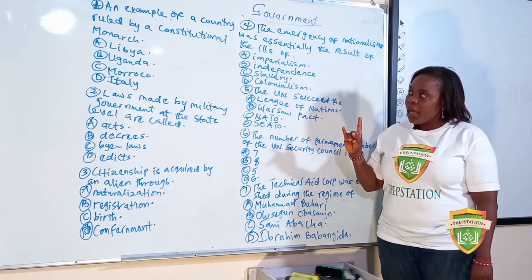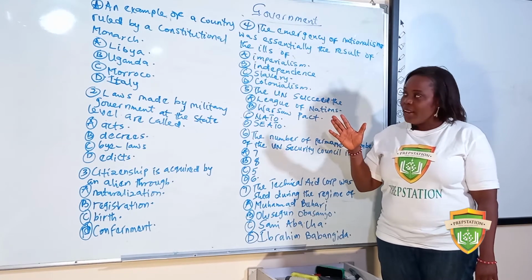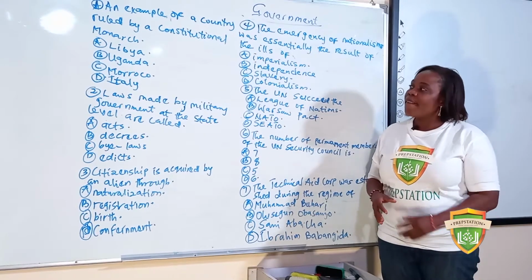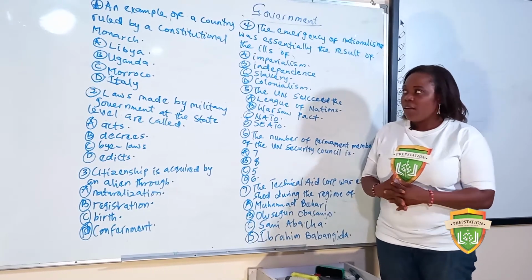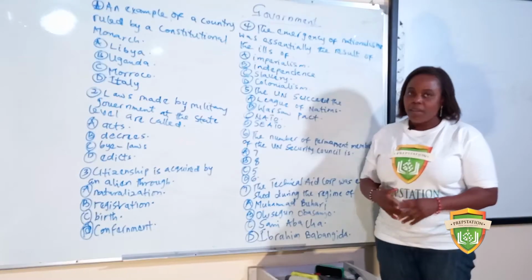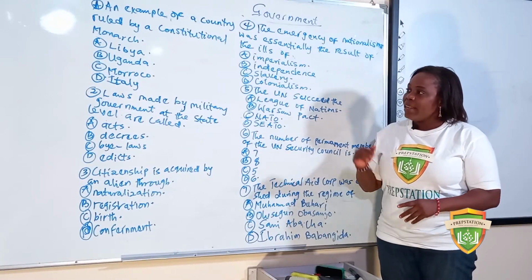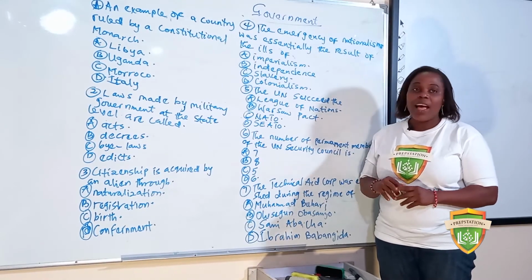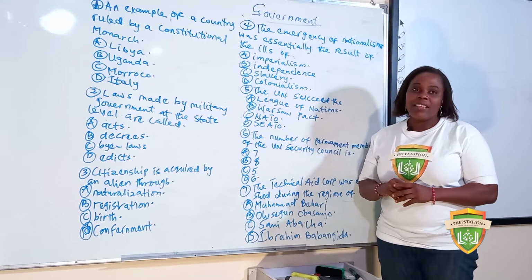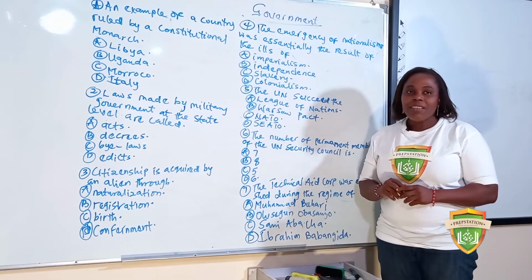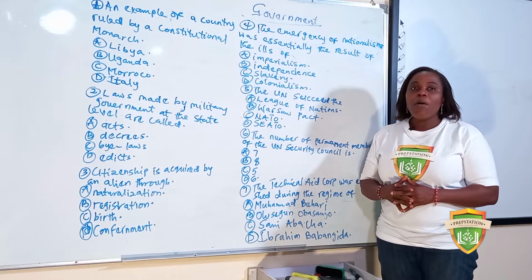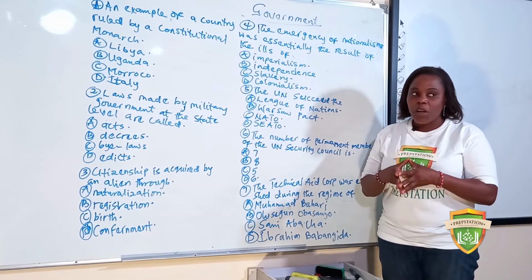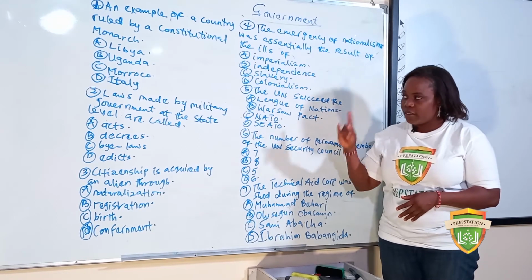A. Libya. B. Uganda. C. Morocco. D. Italy. What do you think is our answer? Libya currently does not have a leader. Uganda has a president. Italy has a president. So our answer is Morocco. Morocco has a constitutional monarch. So please take note of this.